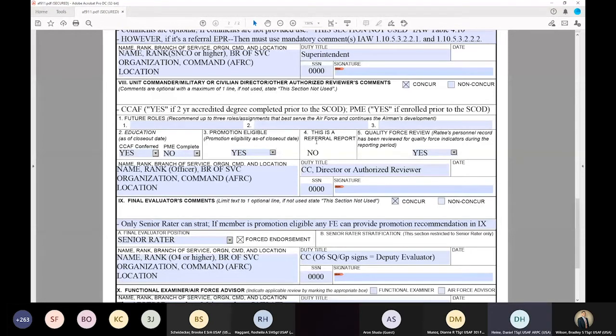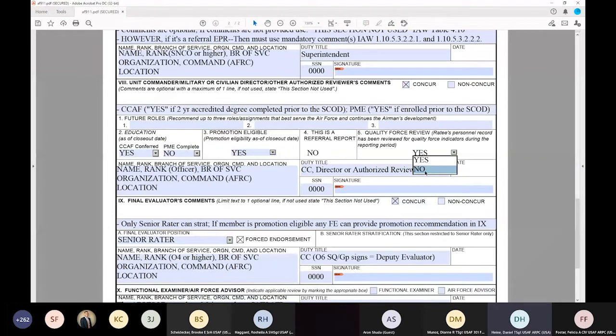The referral report in block 4, this will be marked yes or no, depending on if the report is a referral or not. And the quality force review, this section or block has to be marked yes, because that shows that the member's records were reviewed prior to the EPR being complete.